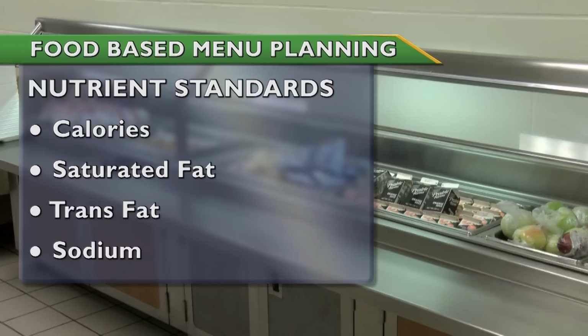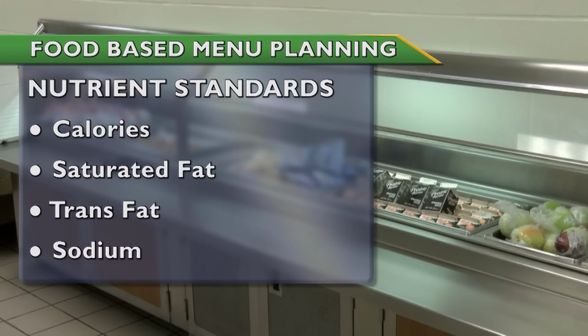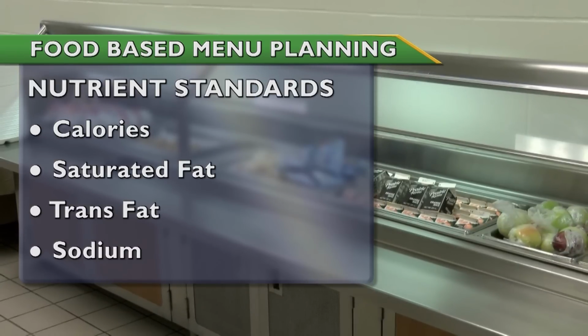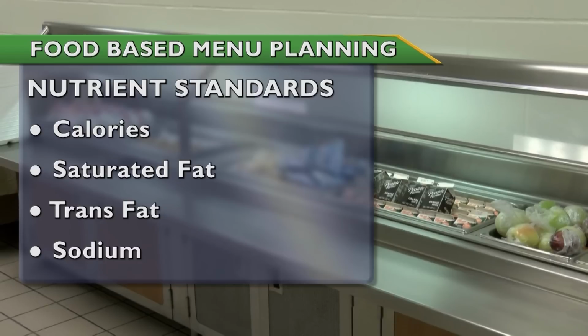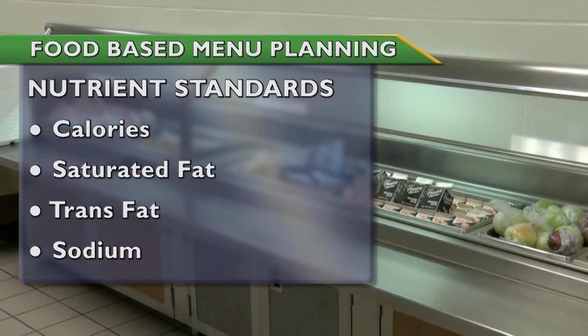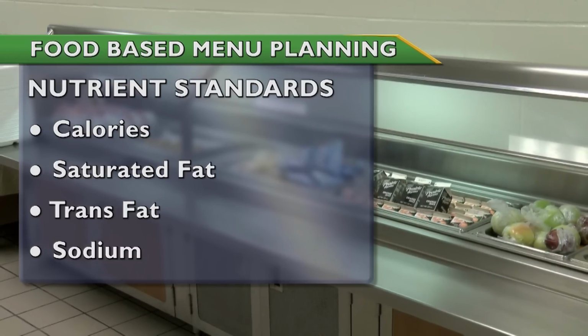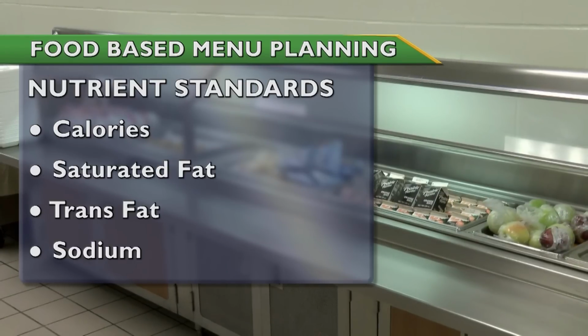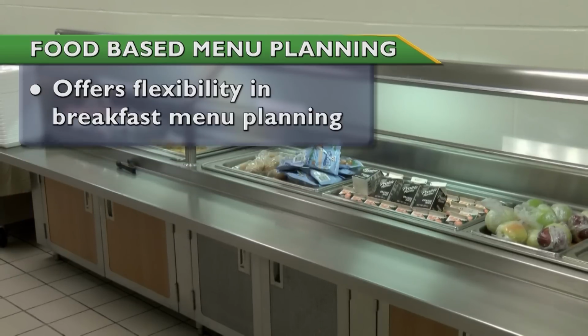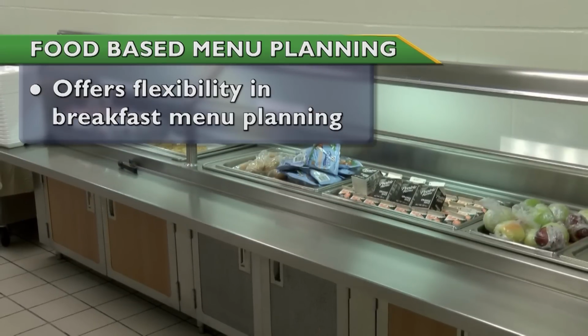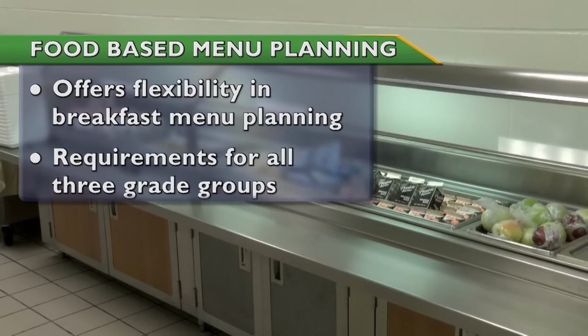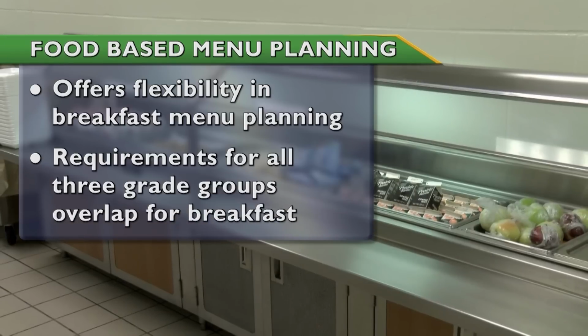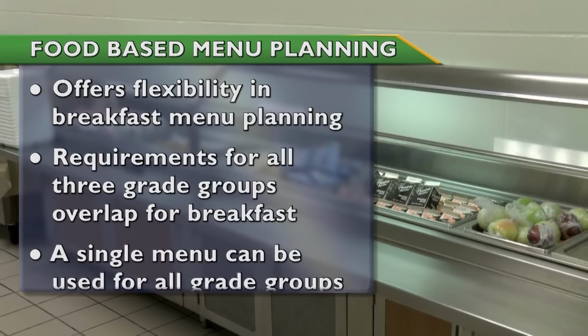Food-based menu planning also identifies calorie, saturated fat, trans fat, and sodium standards for each of the grade groups receiving school meals. This is covered in detail in the Dietary Specifications and Nutrient Analysis module. Food-based menu planning offers flexibility in breakfast menu planning. Requirements for all 3 grade groups overlap for breakfast. A single menu can be used for all grade groups.